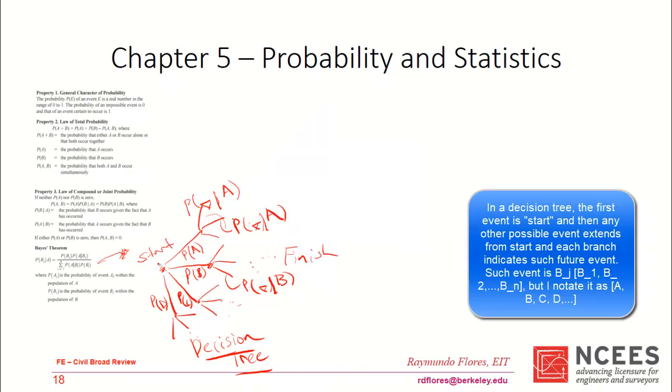So A could be B1, B could be B2, C could be B3, and D can be B4, and so on. So you could think of Bayes' theorem as just a way of accounting, of knowing what happens, of future accountability.